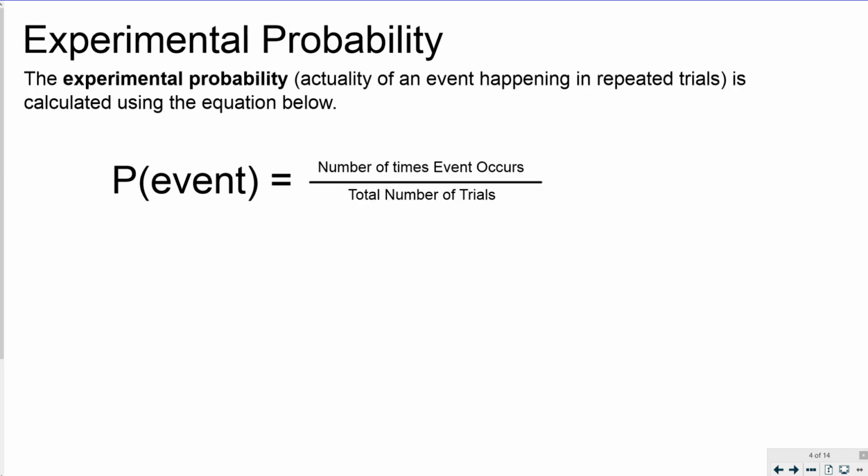The experimental probability, the actuality of an event happening in repeated trials, is calculated using the equation below. So the probability of that event is the number of times that event actually occurred divided by the total number of trials that were conducted.